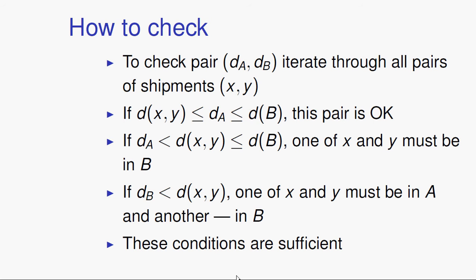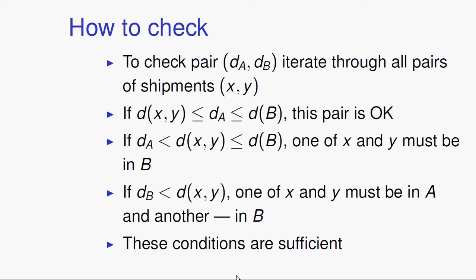Then, if the distance between X and Y is even more than dB, then X and Y cannot be in the same cluster, because if they are in A, then the disparity of A is too big. If they are both in B, the disparity of B will be too big. So one of them should be in A and another one should be in B. If these conditions are true for each pair X, Y, then we can construct sets A and B. Basically, that's what we have to check. These conditions for each pair X, Y.